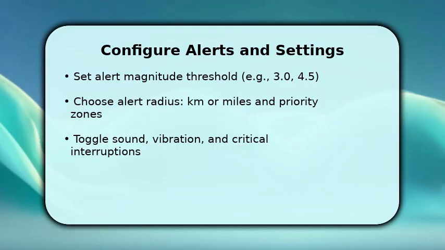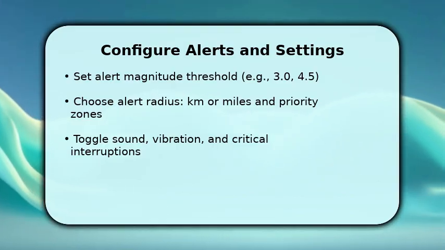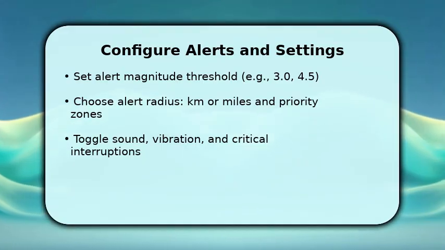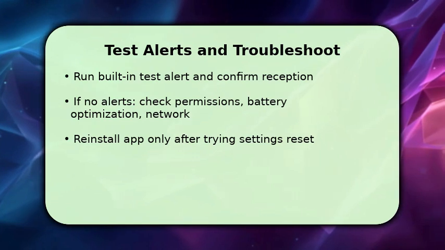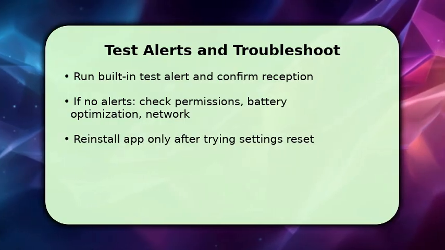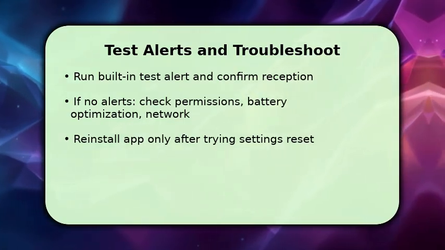Make sure to save changes and test a sample alert, so you finish by running a built-in test alert and confirming you receive sound, vibration, and on-screen banners. If you don't get the test, check permissions first: location, notifications, and background activity.